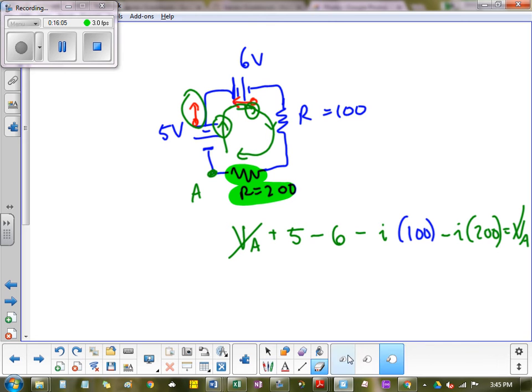Okay, now, let me change the color here. This should be a green. It's just bugging me.